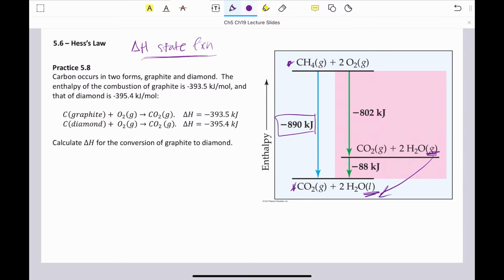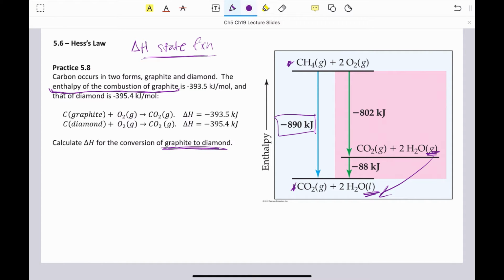All right, so let's go ahead and practice some Hess's Law. It says that in 5.8, carbon occurs in two forms, graphite and diamond. The enthalpy of combustion of graphite is given, and again, this is one of those enthalpy of something definitions. Enthalpy of combustion is defined as the amount of heat to combust 1 mole of said substance. So in this case, it's 1 mole of graphite, that's why there's no coefficient there, 1 mole of graphite with oxygen, and that's its heat. And then we also have the other heat for the combustion of diamond. And we would like to know the delta H for the conversion of graphite to diamond.